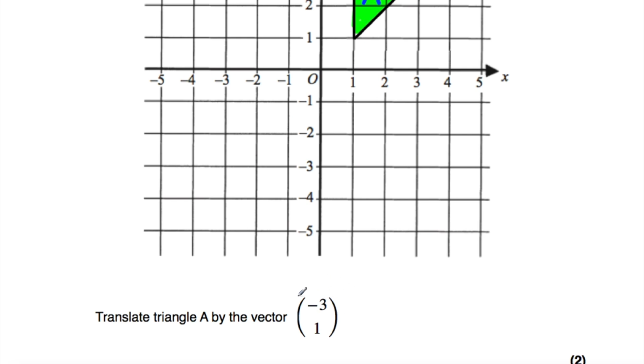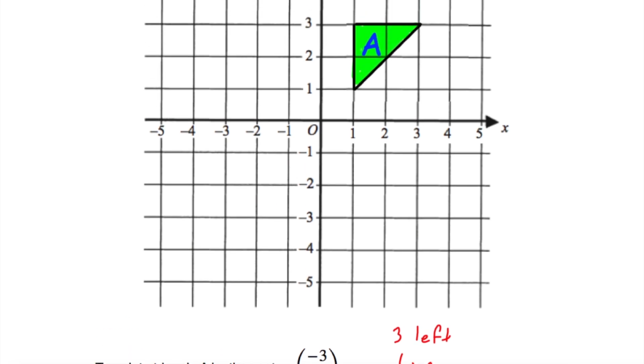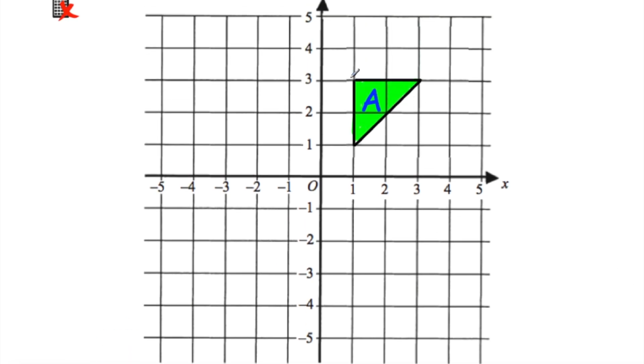If it's negative, it's to the left. If it's positive, it's to the right. So that's -3, so it's going to be 3 left, 3 squares left. And then we've got beneath that 1, that would mean 1 up, so 1 square up. So we need to translate this triangle 3 squares to the left and 1 square up. So let's do that. So 3 squares to the left, so 1, 2, 3, and 1 square up there.